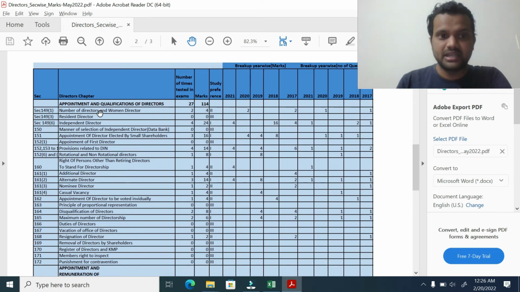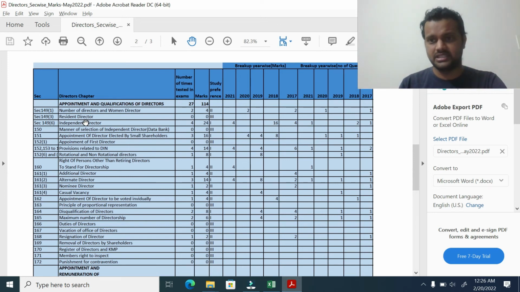Whereas number of directors and woman director was asked only 2 times out of 10 attempts, that means the last 5 years, and marks allocated were only 4. That is the reason why I have given category number 2. And resident director. Resident director was not yet tested in the exam, so there are more chances that it may come in the exam. But you can take it as a third preference, the third division, as 0 marks were allocated.